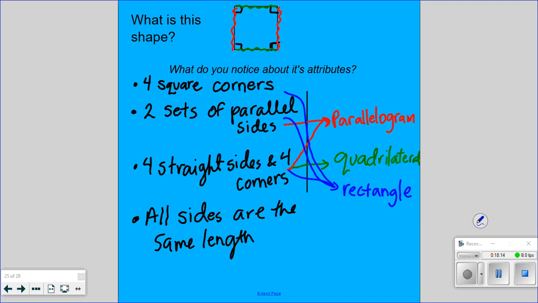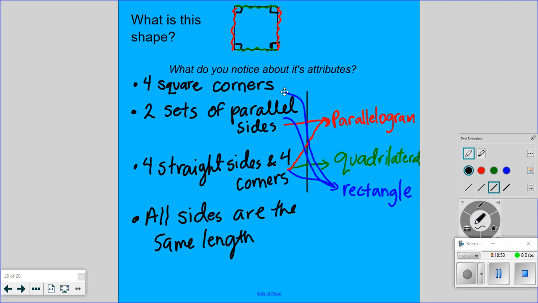What's the difference between a parallelogram and a quadrilateral and a rectangle? The difference between a quadrilateral and a parallelogram is parallelograms have to have two sets of parallel sides. Quadrilaterals don't. They just have to have four sides. A rectangle has to have four sides and two sets of parallel sides and four square corners. So a rectangle has to have more than a parallelogram and a quadrilateral? It has to have more rules, yep. Okay. More requirements.